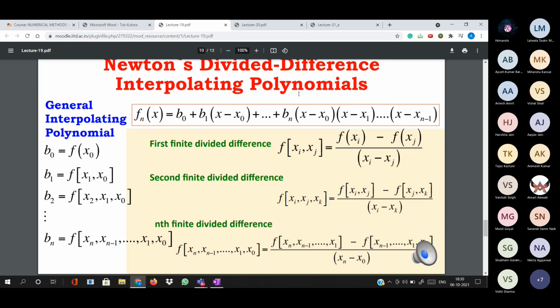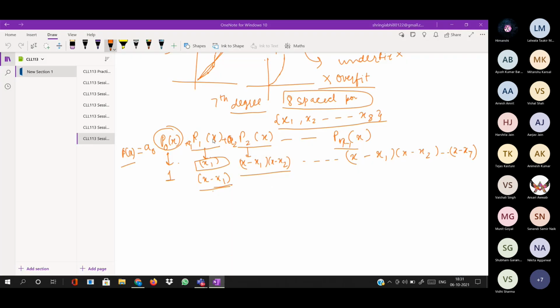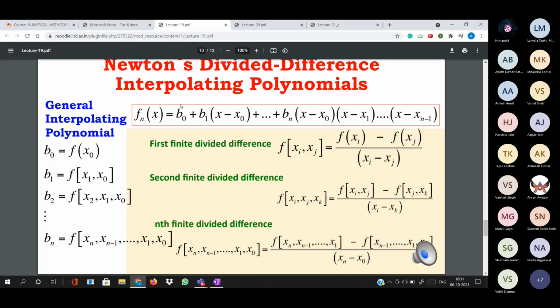Yes, sir. So first we put x equal to x0. When you put x equal to x0, all the subsequent polynomials except this become zero. So b naught is directly calculated as fn of x0, isn't it?